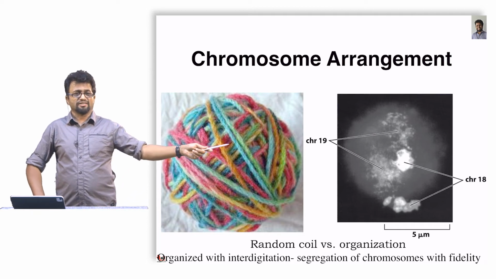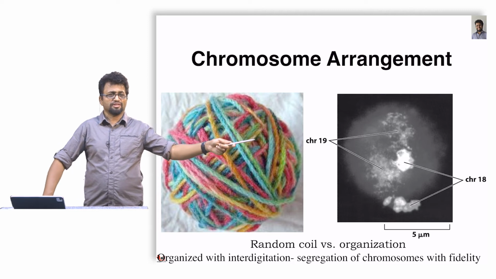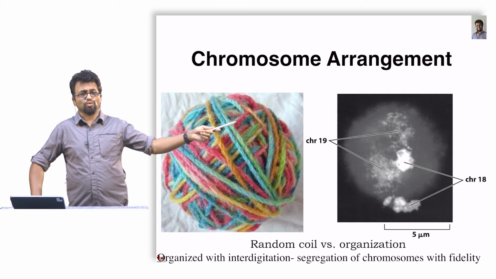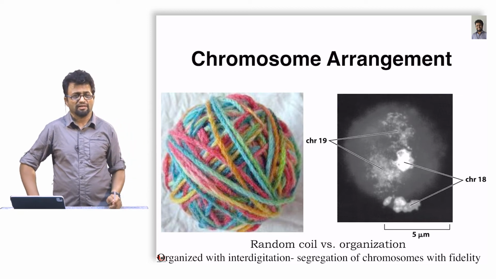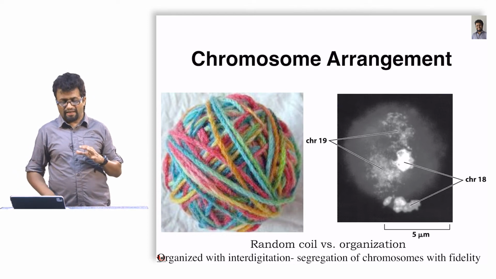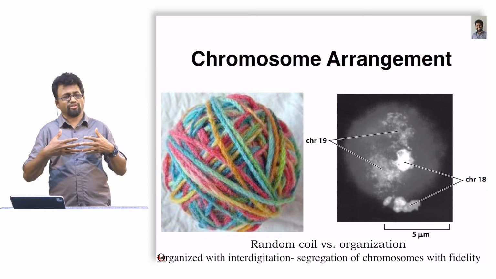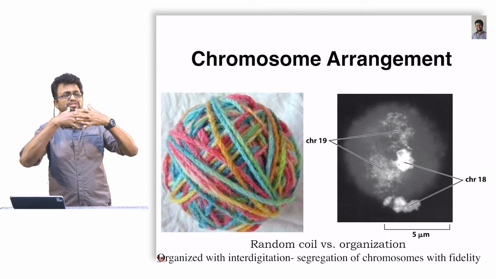The proof that it is not a random coil comes from, again, fluorescence in situ hybridization stainings, which show that certain domains of the nucleus are occupied by certain chromosomes, and here you are looking at chromosome 18 and 19. It is evident that unlike a ball of wool, chromosomes can interdigitate, meaning that bits of chromosomes folded into loops can go into each other.